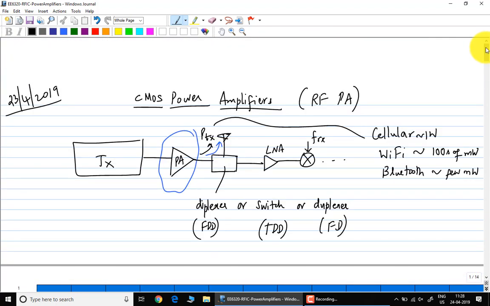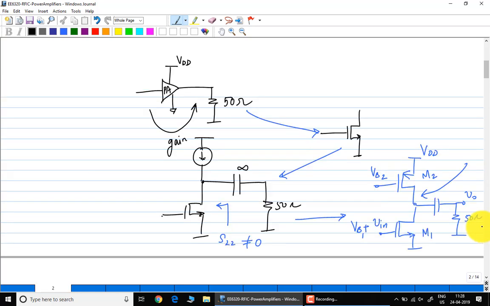Okay, we pointed out that the PA resides right at the antenna, just before the diplexer in the transmit chain, and the power level depends on what kind of application you're going to use it for. The PA needs to drive 50 ohms, unlike other circuits inside the IC. We wanted high power, a good amount of gain, and high efficiency. Those are the big things.